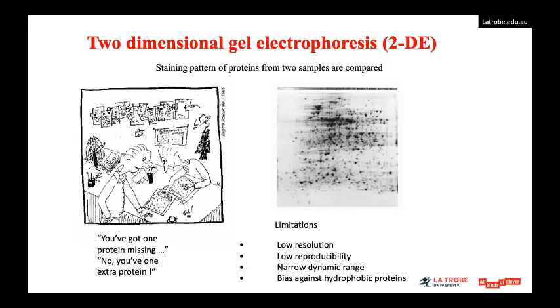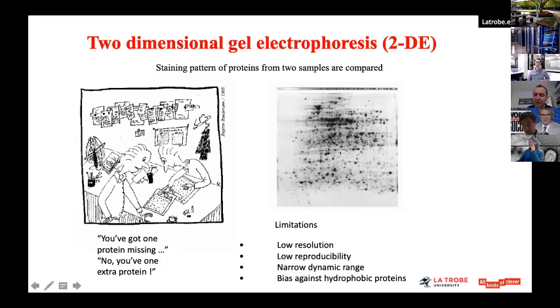First will be the low resolution. As you can see in this gel, a lot of spots are on top of each other, so it's very hard to distinguish distinct spots. The reproducibility was also a problem, because there were so many steps involved that it was very difficult from one experiment to the other to be highly reproducible. And that was, of course, a problem to be able to conclude from your experiment.